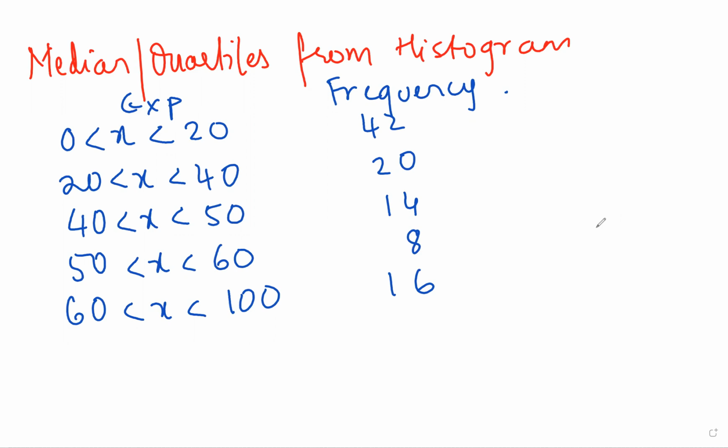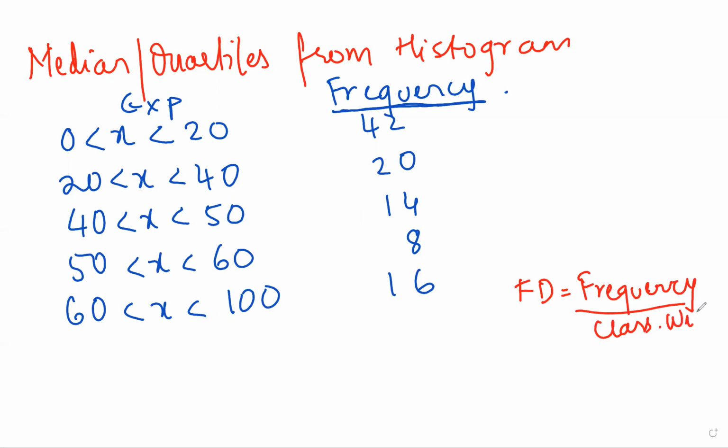Hello students, we will be learning median and quartiles, how to find median and quartiles from a histogram. Remember one thing: in order to find medians or quartiles, you will be depending on frequency and not on frequency density. We know that frequency density's formula is frequency density is equal to frequency upon class width, right? Frequency upon class width.